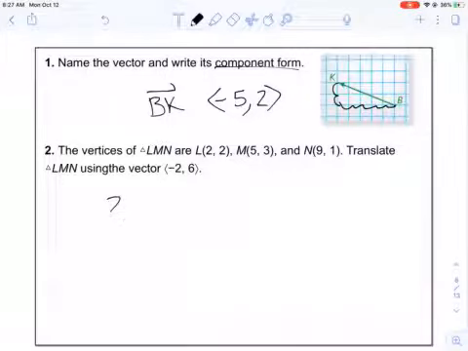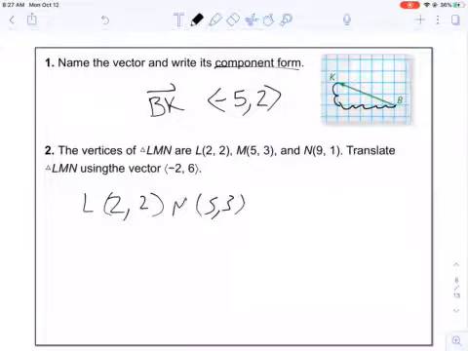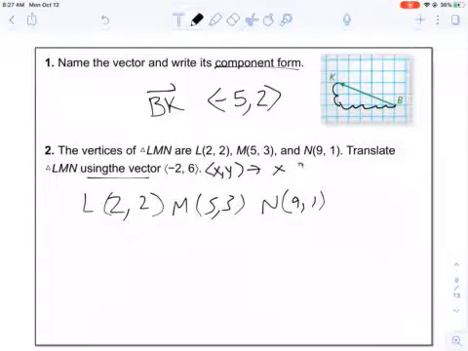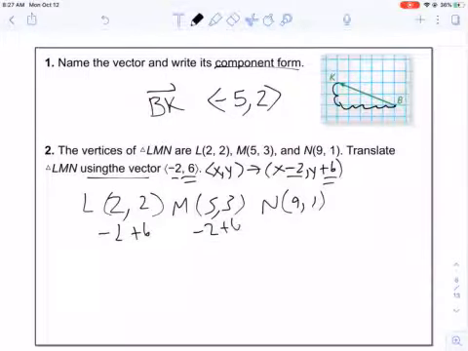So the vertices are at 2, 2, 5, 3, and 9, 1. Use this vector, so we've got to change this into a rule. So x comma y becomes x minus 2, y plus 6, because of the negative 2 in the x spot and the 6 in the y spot. So we're going to minus 2, add 6. Minus 2, add 6, minus 2, add 6.